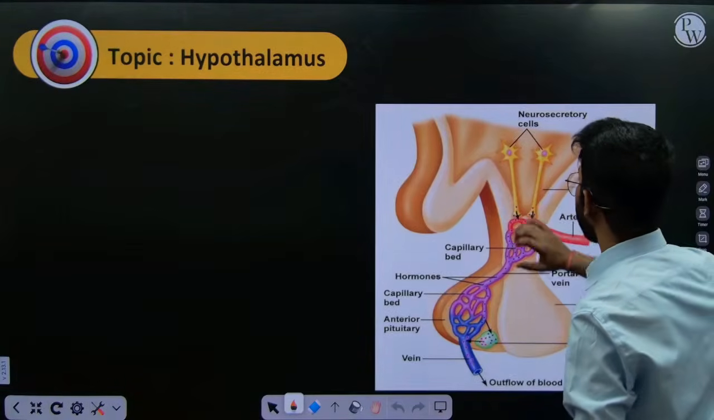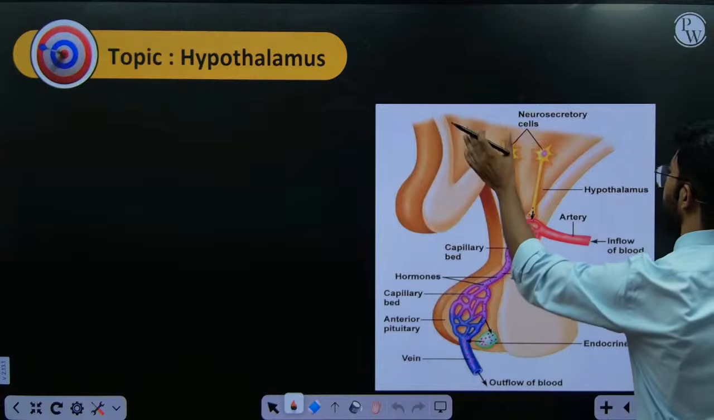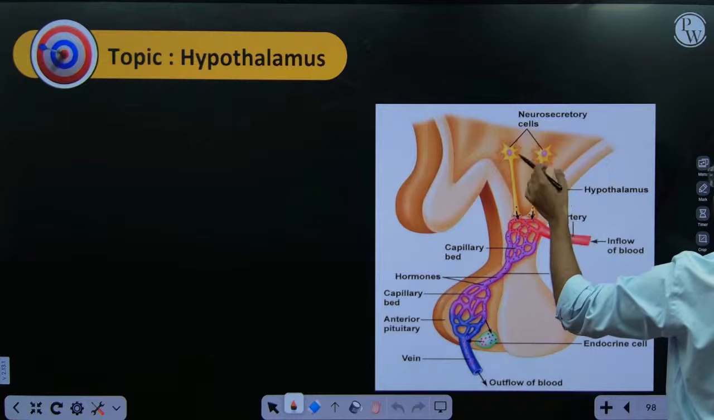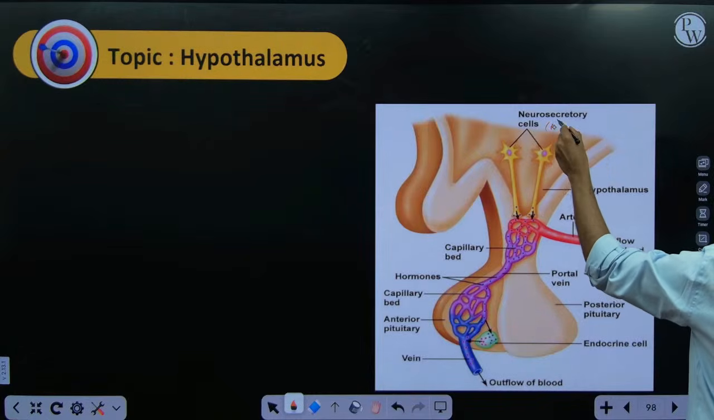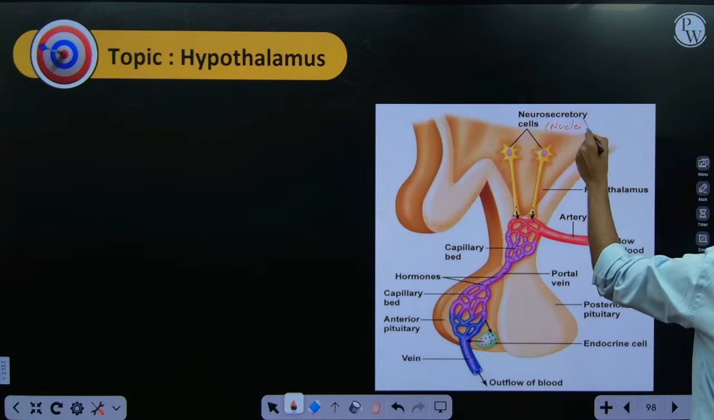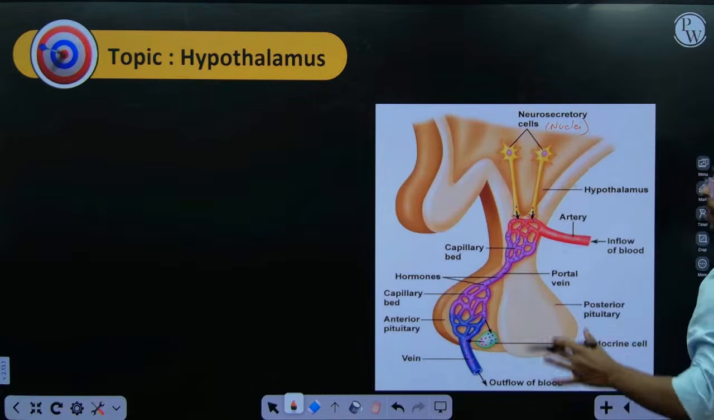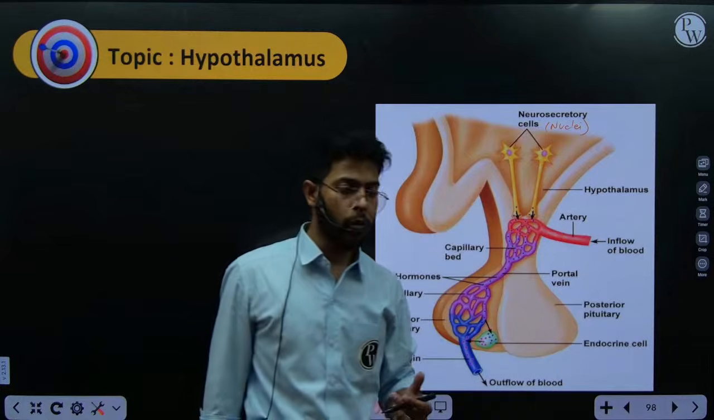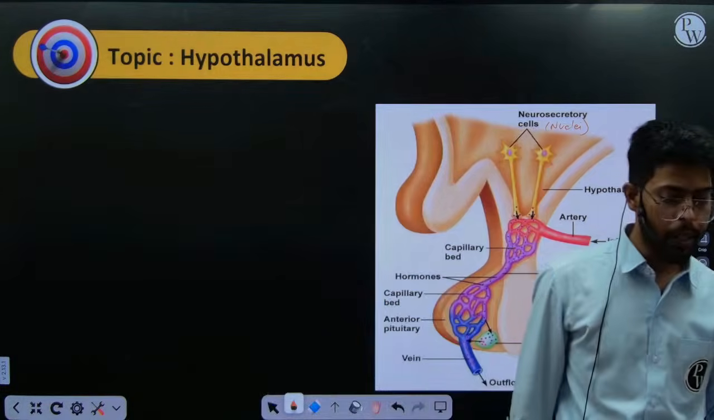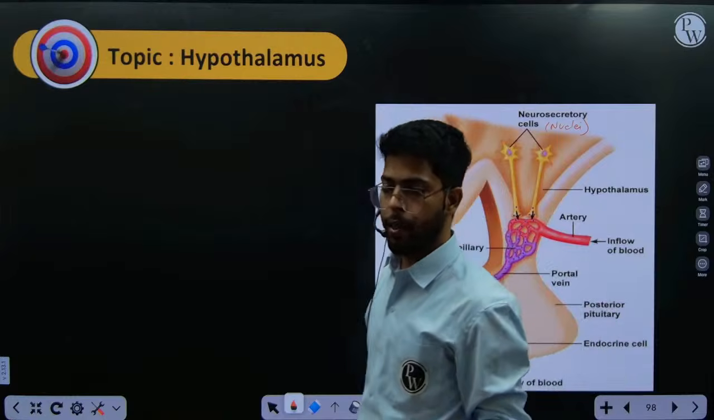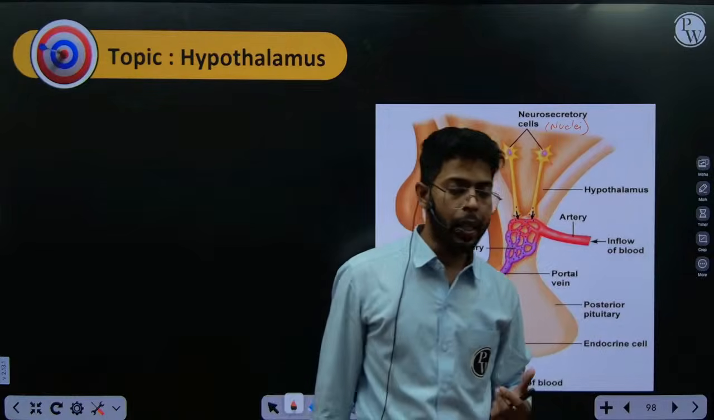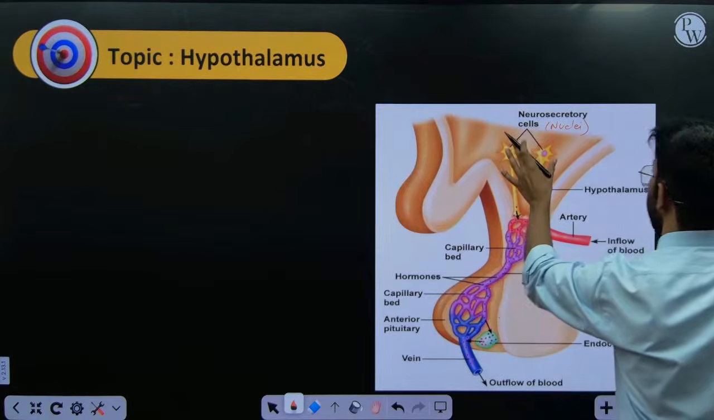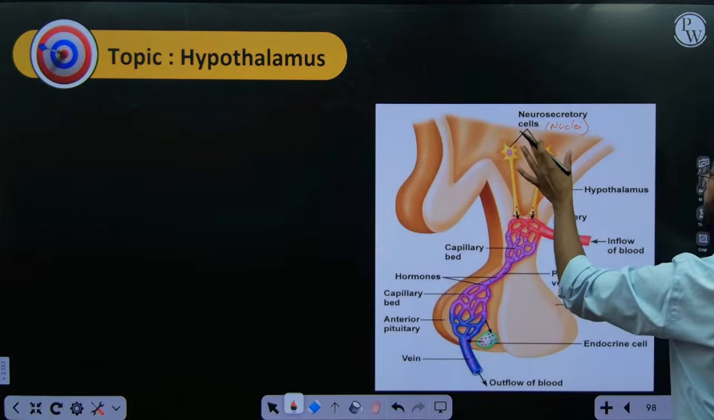Now this is the hypothalamus. The hypothalamus is a part of thermoregulation, and also the hunger center. Neurosecretory cells, nuclei, are also present. That means it is a collection of cytons which synthesize hormones called hypothalamic hormones, for example GnRH, GHIH, GHRH, TRH, and PLIH, that means prolactin inhibitory hormone. These are the hypothalamic hormones synthesized in the hypothalamus region.